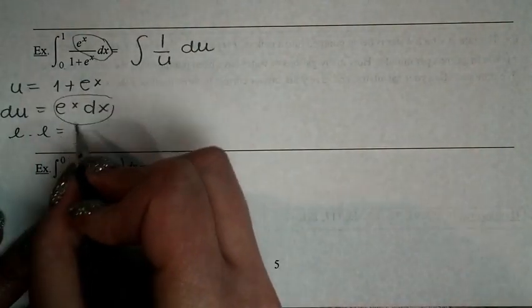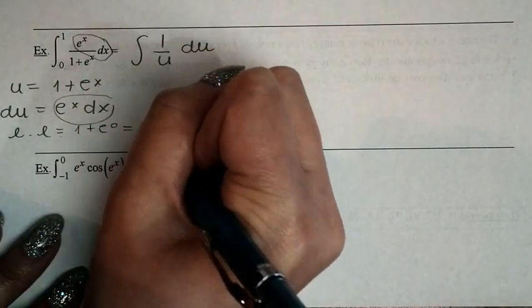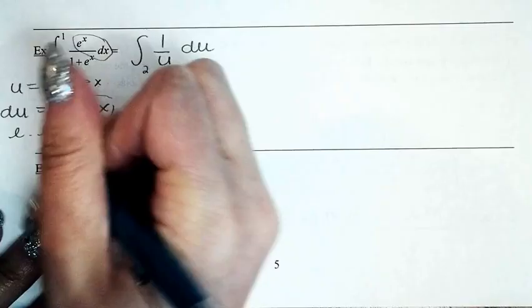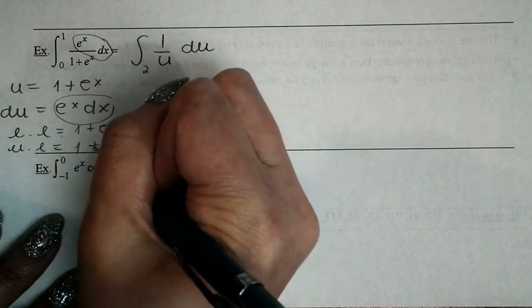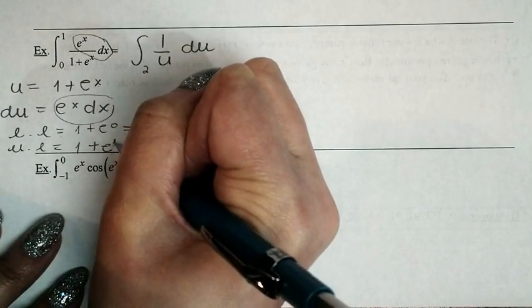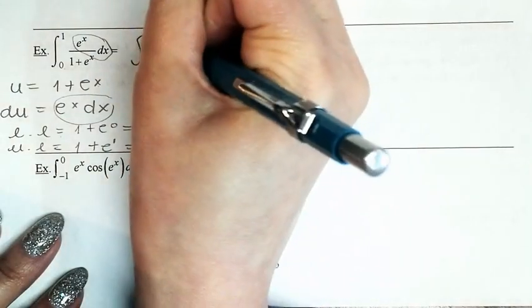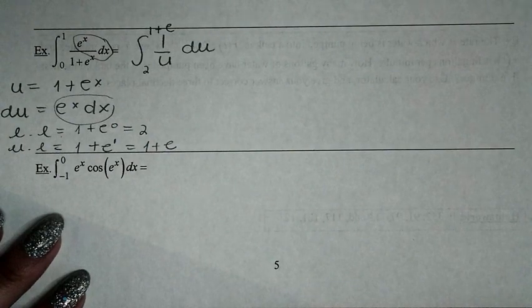The lower limit, what's going to be the lower limit? You're going to plug 0 here, so you have 1 plus e to the 0, which is 2. So that's going to be your lower limit. Now, what's going to be the upper limit? You are going to plug 1 into the e, so you have 1 plus e to the 1, which is 1 plus e. So that's going to be your upper limit.